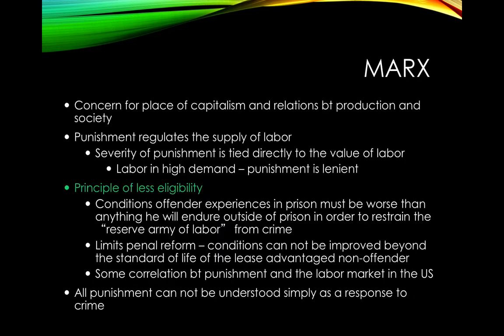Marx talks about how punishment regulates the supply of labor. When labor is in high demand, punishment is lenient. And when there's excessive labor, punishment is harsh. He talks about the principle of less eligibility. Conditions offenders experience in prison must be worse than anything they would endure outside of prison in order to restrain the reserve army of labor from crime. And there is some correlation in the U.S. between punishment and the labor market. But punishment cannot simply be understood, according to Marx, as just a response to crime, that there's more to it.